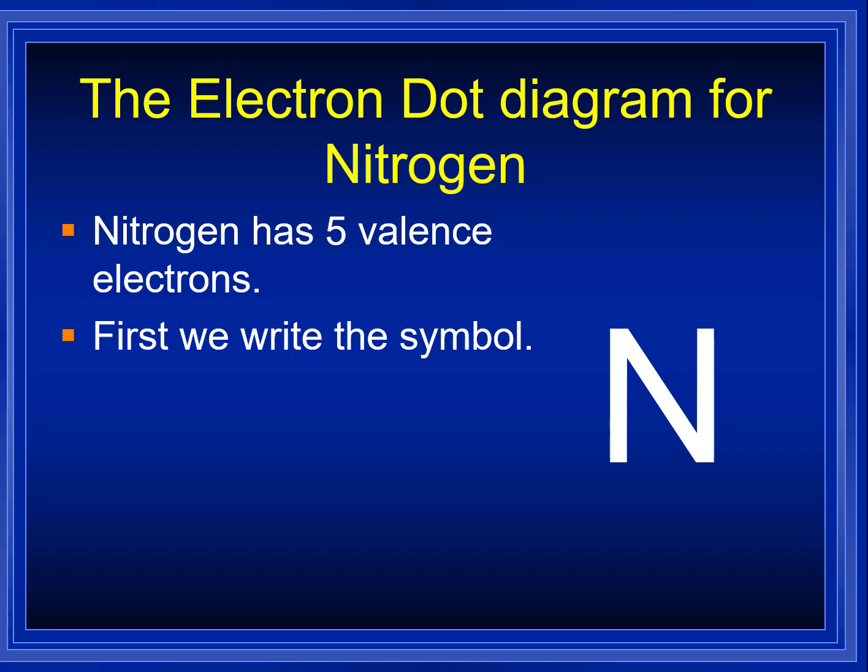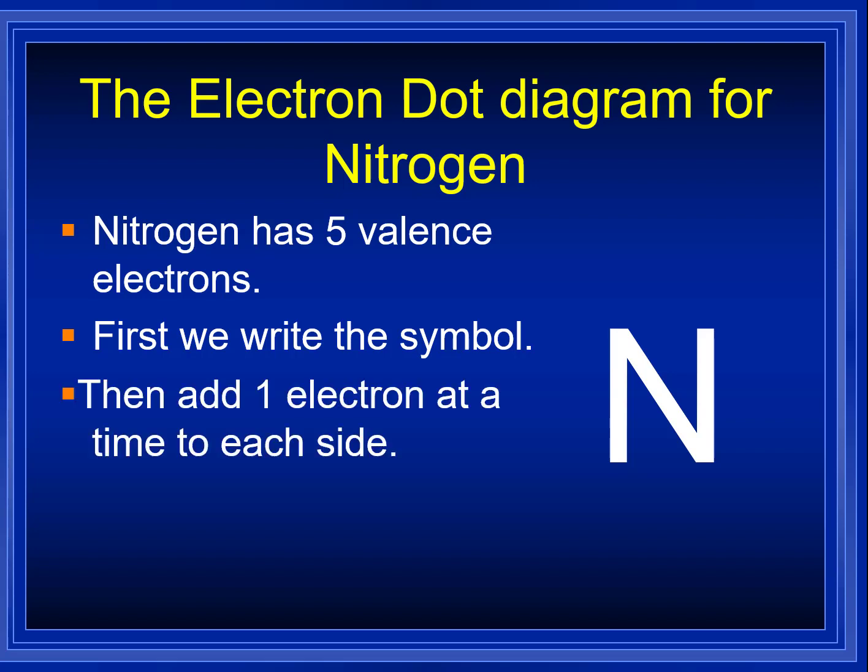Then I put on the dots. Where do they go? It really doesn't matter. First one can go on any side. The second one can go on any side except next to the first one. The third one goes on one of the 2 empty sides. The fourth one goes on the other side. And now I go to the 5th one, it's got to pair up. Where do I pair it up? It doesn't matter. Pick any side.